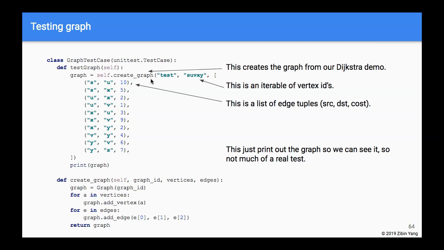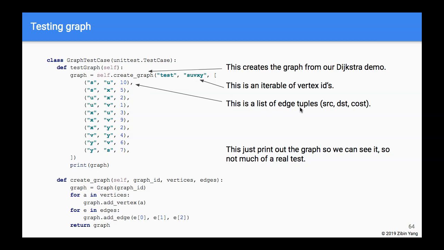The ID is just a string, it can be anything really. Now the vertex IDs, like I said, we usually just use a single letter to identify a vertex. So this is just a string. We specify that we have 5 vertices: s, u, v, x, and y. By the way, this is recreating the graph used in our Dijkstra demo. So anyway, those are the vertices.